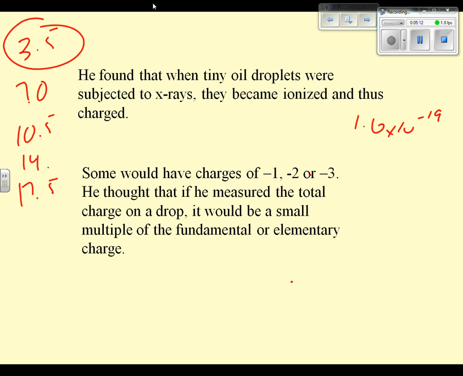What's 2 times 1.6 times 10 to the minus 19? 3.2 times 10 to the minus 19. And another 1.6 would be 4.8 times 10 to the minus 19.